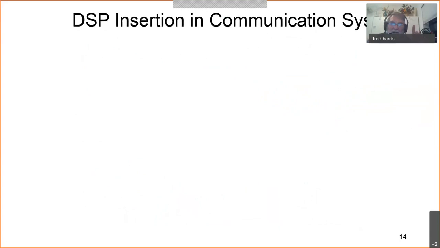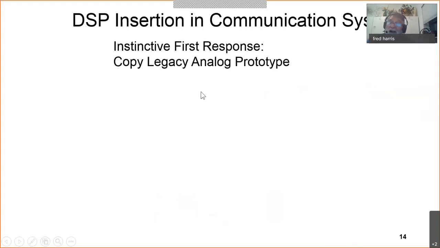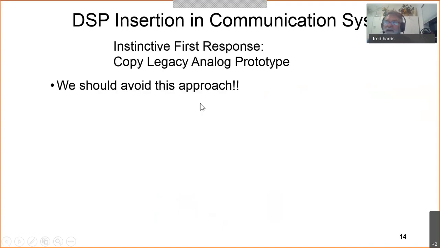Okay, we often have an existing analog solution and we want to insert DSP for reasons we'll see in a moment. So here's advice. I've had people come back to me after many years of being out of school saying this is the best piece of advice I ever gave. If you want to replace an analog system with an equivalent digital system, the instinctive first response would be to copy all the things in the analog system and make digital counterparts of them. Glue all the digital counterparts together the way the analog parts were, and voila, you have a digital version of the analog prototype. Don't do that.